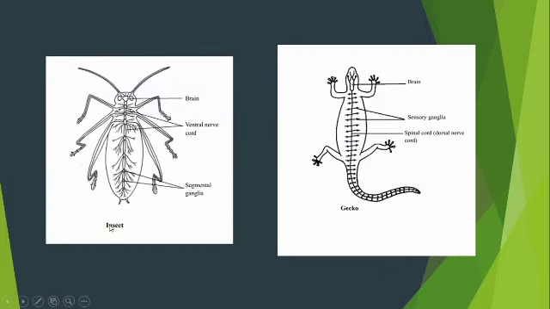And here you can see the insect which belongs to phylum Arthropoda. It consists of brain, ventral nerve cord, and segmented ganglia. And here gecko depicting phylum Chordata. There you can see the brain, sensory ganglia, and the spinal cord or the dorsal nerve cord.